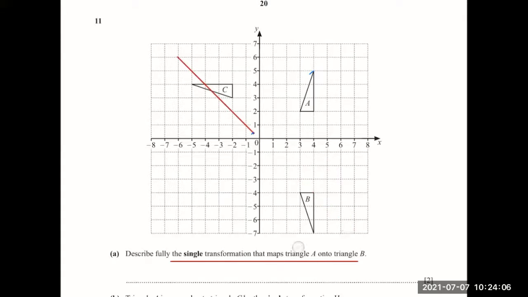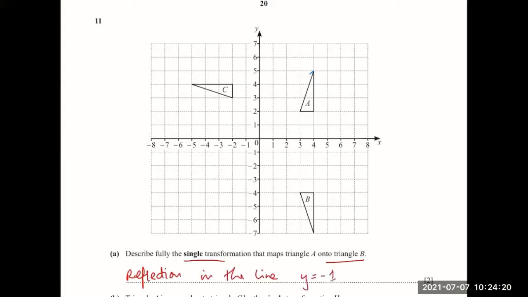You can see it back in the video if you want to. So I was trying to describe this triangle A onto triangle B. It's a reflection in the line y equals -1.